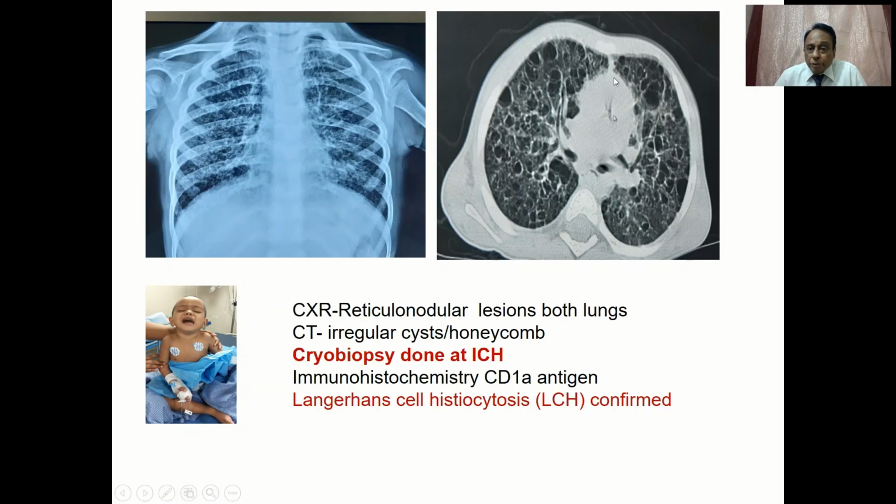LCH. LCH is one condition that produces multiple irregular cysts, and there is no differential diagnosis. If at all, there is lymphangioleiomyomatosis, which happens in older age, particularly in females, or sometimes lymphocytic interstitial pneumonia. All these things are not fitting with the child. So we made a diagnosis of Langerhans cell histiocytosis. Actually, the child was subjected to biopsy, cryobiopsy, and it was confirmed.